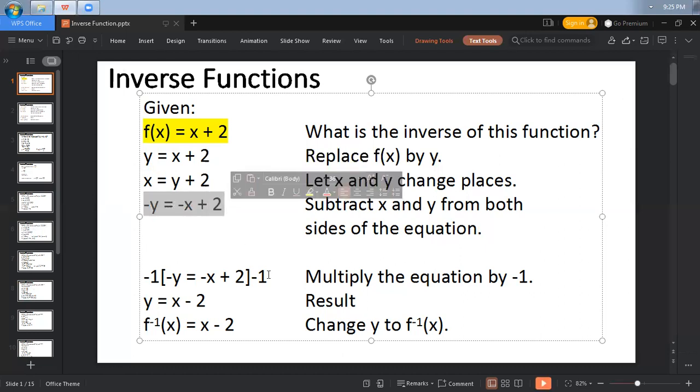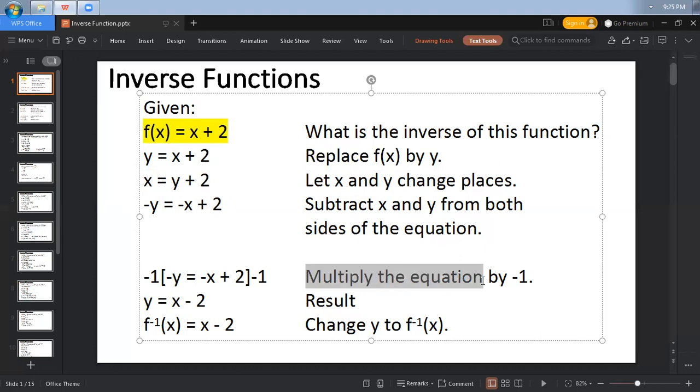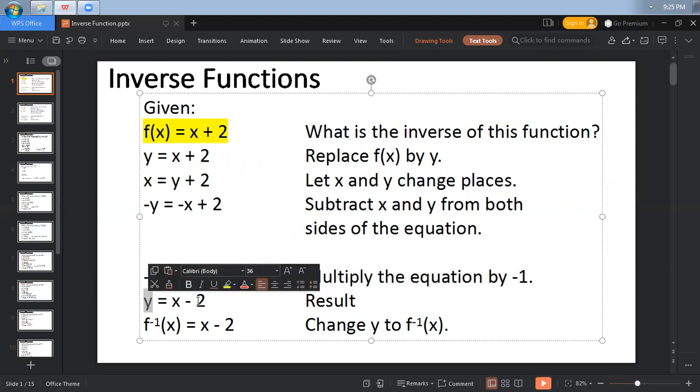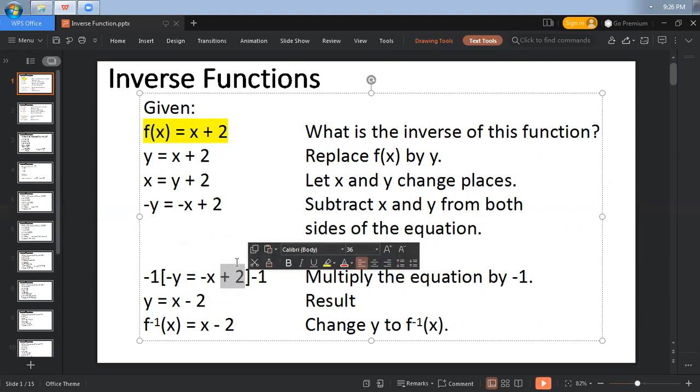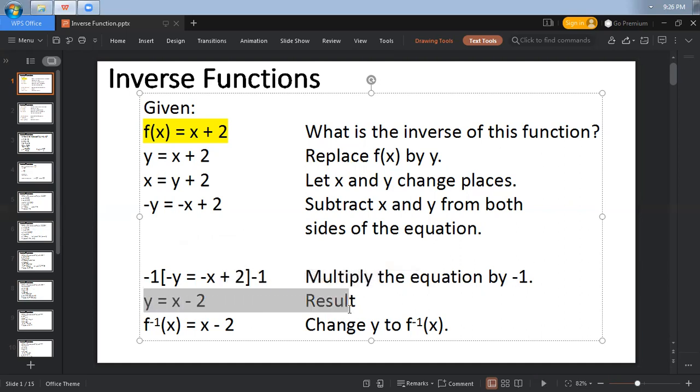Now, para mawala itong negative sa y, dahil ngayon, negative y is equal to negative x plus 2, we have to multiply both sides of the equation by negative 1. So with that, we have negative 1 times negative y, that's positive y. And then, negative x multiplied by negative 1, didistribute po natin yan papunta dito sa loob. That's positive x. And then, positive 2 times the negative 1 na nasa labas, so that's negative 2. So apparently, ito na po yung result.